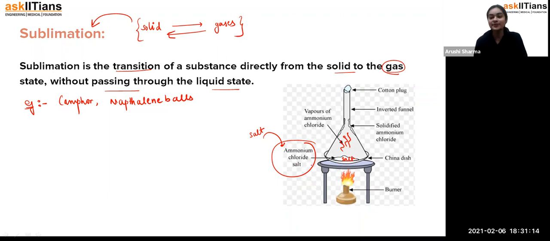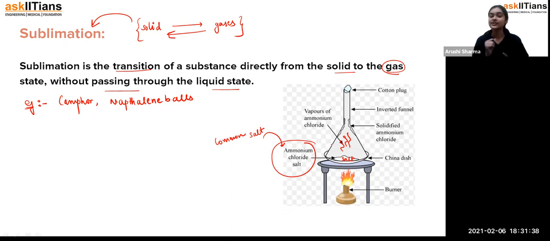You'll say, ma'am, ammonium chloride is also a salt, so I'm talking about the common salt here. So common salt will be left behind, and the vapors of the ammonium chloride are formed. That's how, students, we can separate a mixture in which one substance cannot undergo sublimation, but the other component can. So you can use this technique to separate them out.